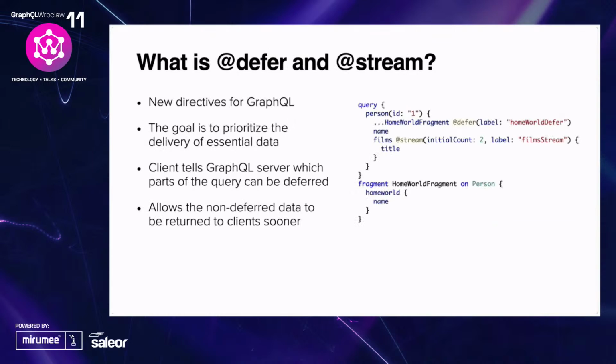Defer and stream are new directives for GraphQL. And like I said, the goal is to lower latency of the most important data in your query. You can use the defer and stream directives to tell the server which data on the query can be deferred. The result is that the non-deferred data can be returned sooner and can be rendered by the client while the rest of the data is still loading. Use the defer directive on a GraphQL fragment, or use the stream directive to defer list items on a list field.